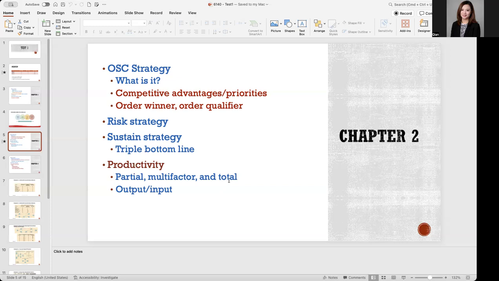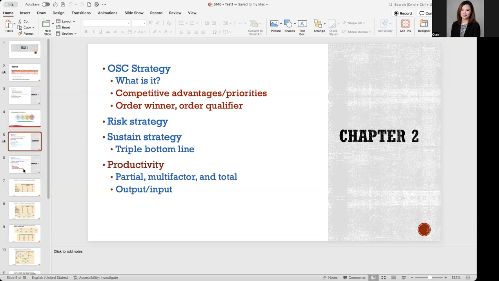Total productivity means you consider total outputs to total inputs. Partial means you consider the total outputs to one single input. And multi-factor means not only one input, but a few. So this is total outputs to a few inputs. If you figure out those 2 things, you will be fine. This is all the content you need to review for chapter 2.